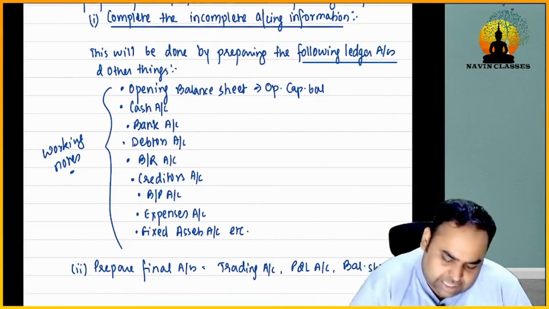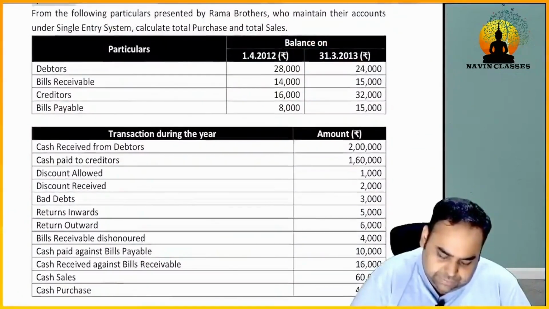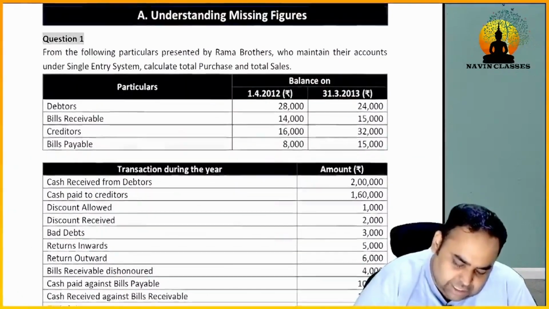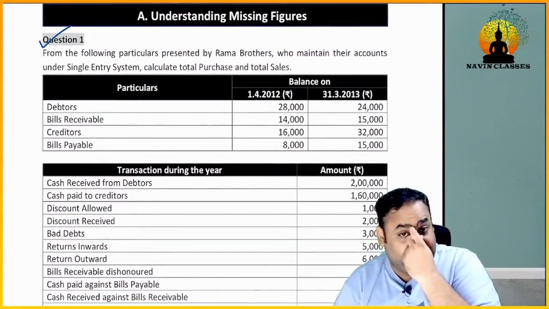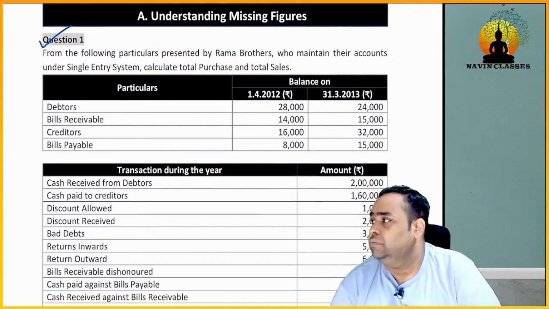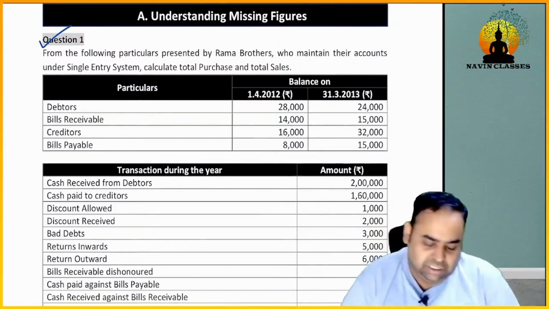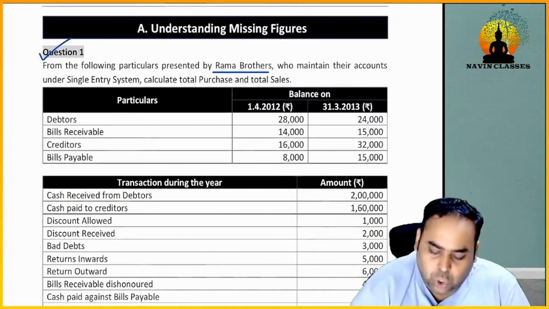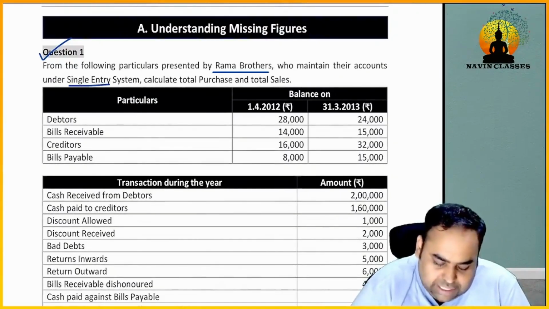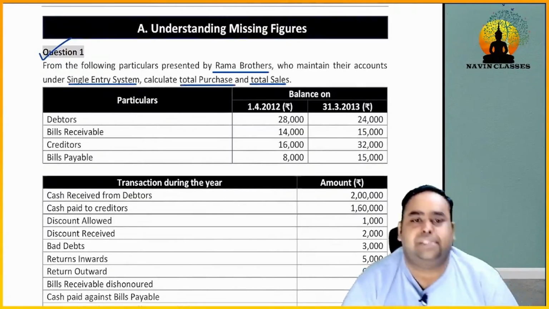Let's move on. Now students, see here. In the book at page number 35, okay? First we will look at question number 1. From the following particulars presented by Rama Brothers, who maintain their accounts under a single entry system. Further it says calculate total purchase and total sales.